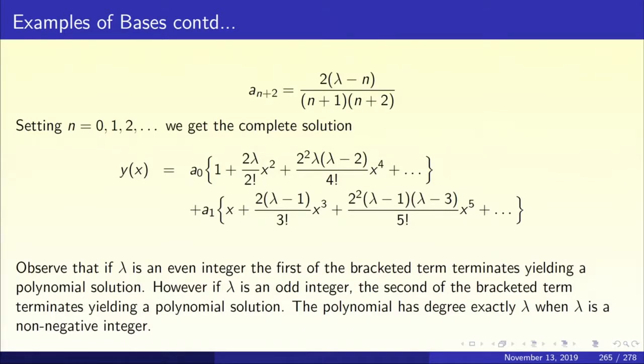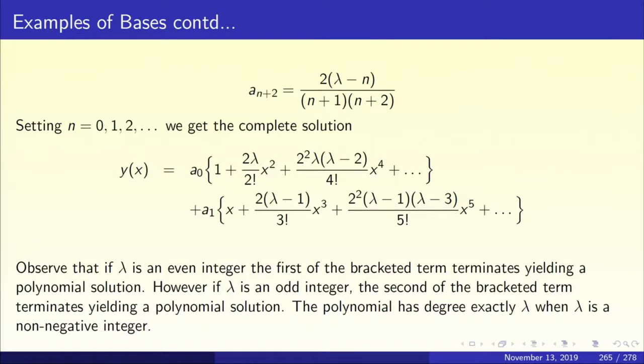You get y(x) = a_0 times {1 + 2λ/2! x^2 + 2^2 λ(λ-2)/4! x^4 + etc.} + a_1 times {x + 2(λ-1)/3! x^3 + 2^2 (λ-1)(λ-3)/5! x^5 + etc.} Now, a strange thing happens. If λ is say 2, for example, then look at the first power series, a_0 times the power series. Look at the term involving a_0.